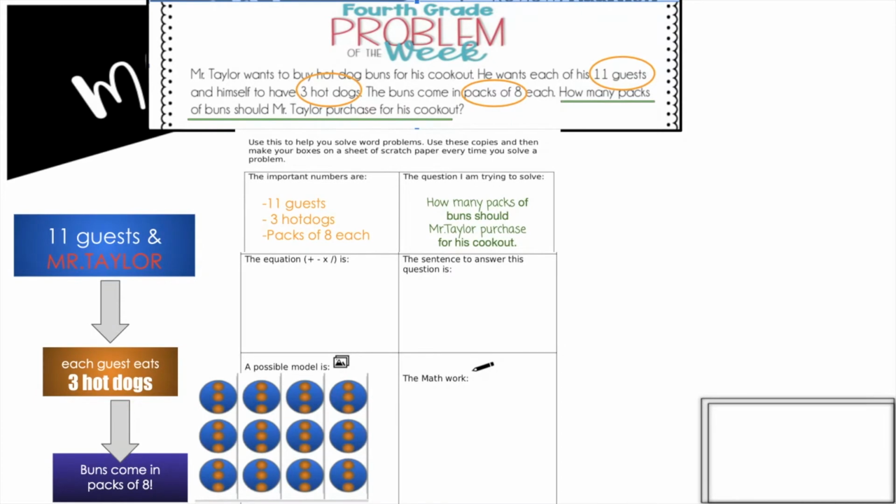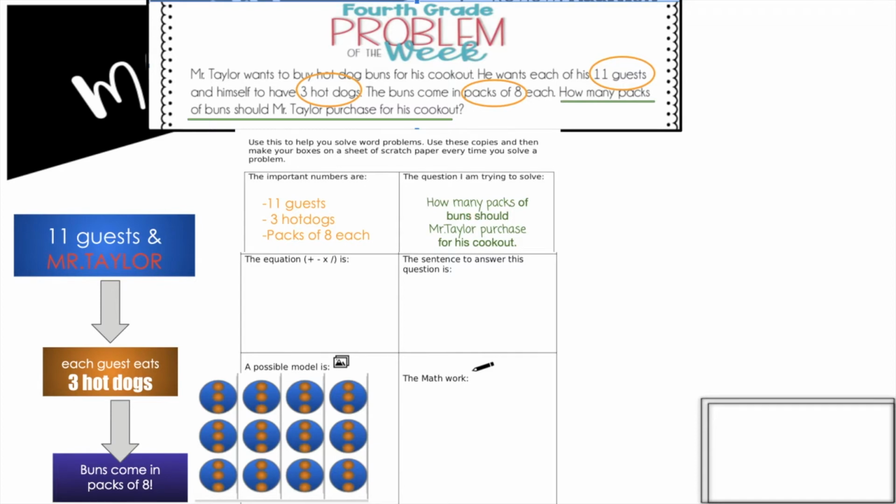Next step is buns come in packs of 8. This is where the 4th grade fun comes in. I say 4th grade fun because it requires that multi-step. So it's not asking you to stop here and go, okay, 3 hot dogs for each guest, the end. No. Now it's saying, great, you got that answer, but now you have to use that answer to answer the question you're looking for, which is, how many packs of buns should Mr. Taylor purchase for his cookout? How many packs of buns?